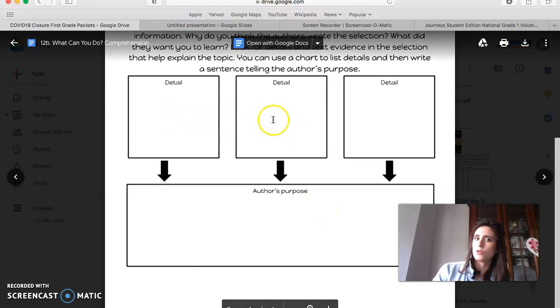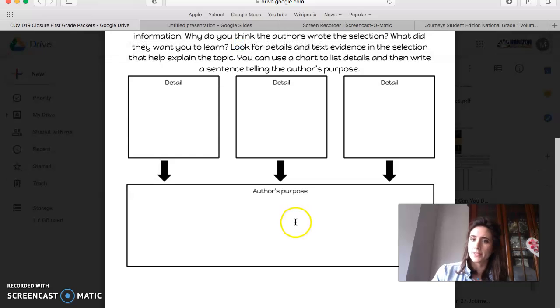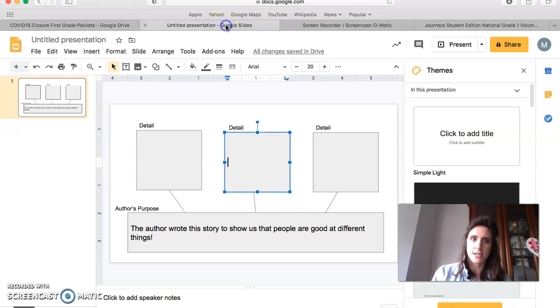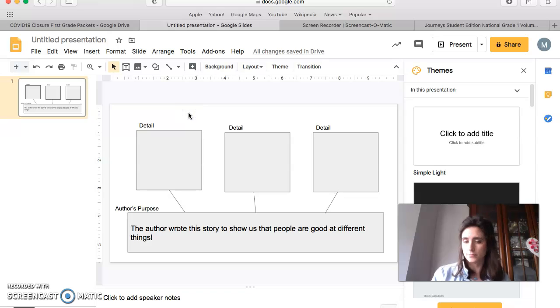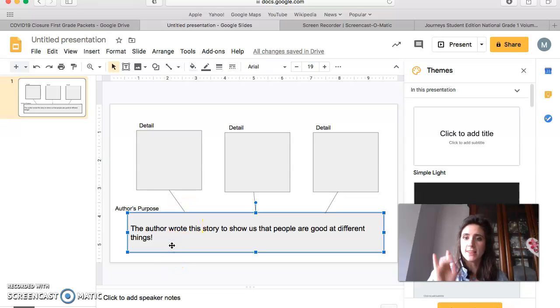So right here I see 3 boxes that say detail, detail, detail, and the author's purpose. I went ahead and made my own little chart that I could type in just so you could see an example. First thing you want to do though is I would write the purpose first and then give supporting details. So the author's purpose would be why did the author write this story? Why is it important? What did we learn about in this story? Okay, what's the main idea?